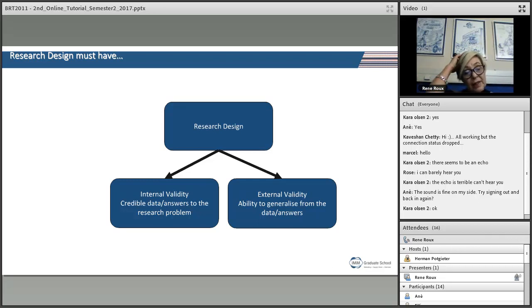The research design, you must always have validity. It's internal and external validity. Internal is it must be credible, and it must provide you with answers to your research problem. On the external side is the ability to start generalizing.